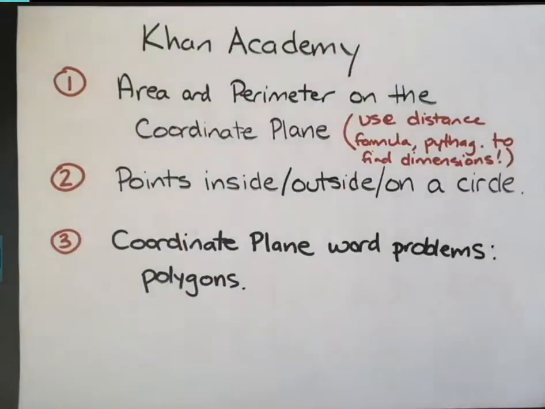When you're done with this video, you should be able to complete the following 3 practice sets: area and perimeter on the coordinate plane, points inside, outside, on a circle, and coordinate plane word problems, polygons. The overriding theme of all 3 of these is that you're going to be using the distance formula, in other words, the Pythagorean theorem, to find the dimensions and the distances on these polygons.